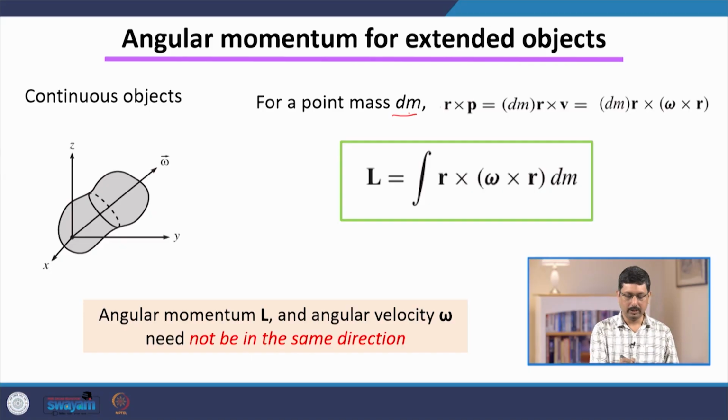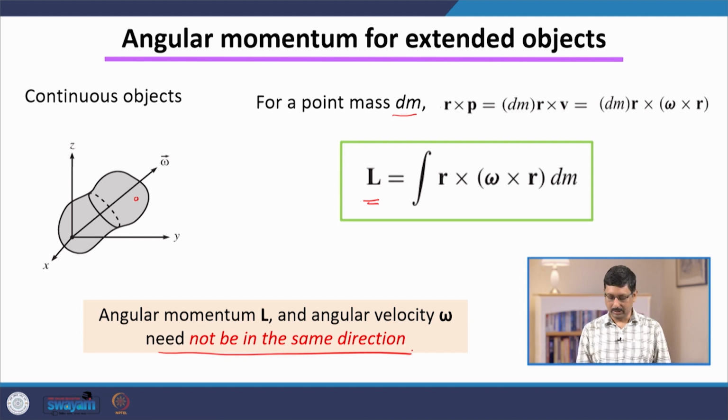Now, we can generalize the definition of angular momentum to a continuous object with continuous mass distribution. So, instead of a point particle, we now have a point mass dm located at some position inside this body, and by applying the same concept, we just have to replace the sum in the earlier case by this integral over the mass distribution. But again, we remember that this resultant angular momentum can be in the same direction as the angular velocity, but they need not be in the same direction.